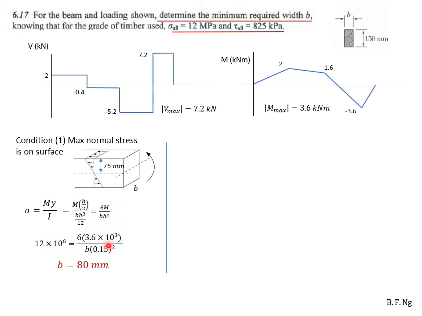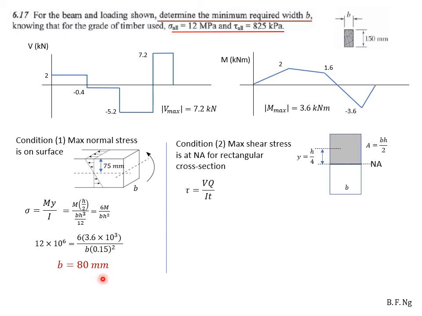Substitute in the known values and we obtain b equals 80 mm. For the second condition of maximum shearing stress, as the object itself is rectangular, the maximum shearing stress will occur right at the neutral axis at the center.